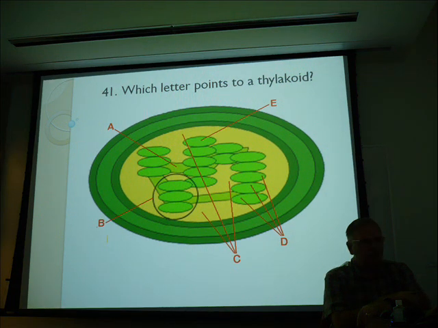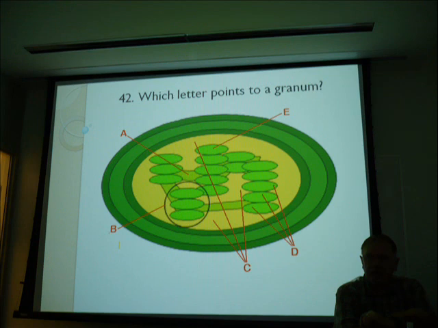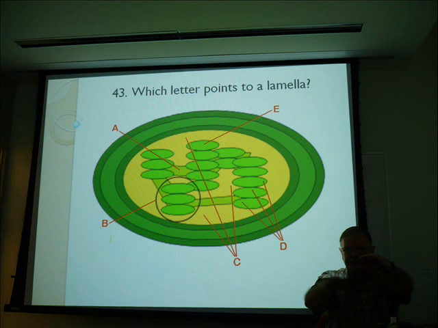Now the next one says one thylakoid. E. If you put D down, you didn't read the question right. D is three of those bad boys. That's why I said read it carefully. A stack of them is called a granum, so where's your stack? The lamella is the little walkway between them. A for apple.